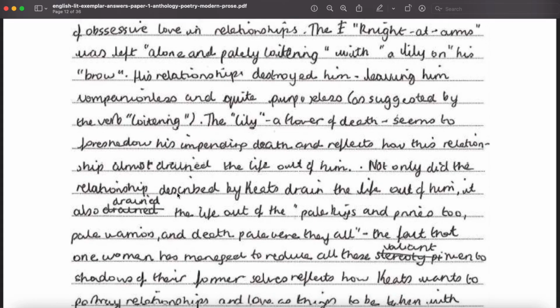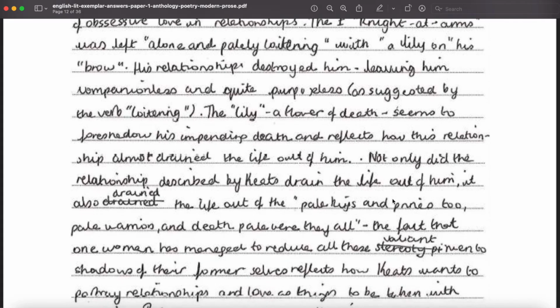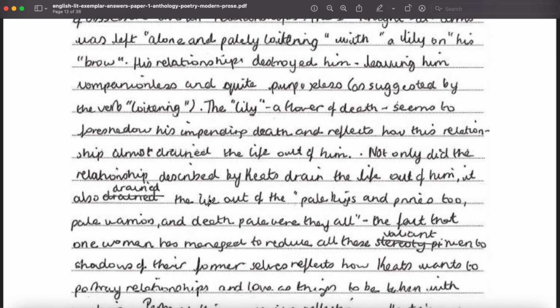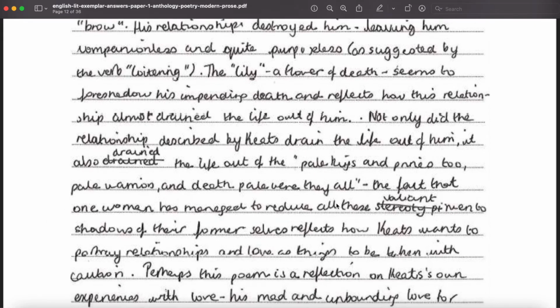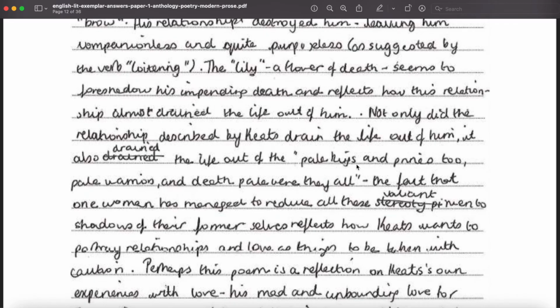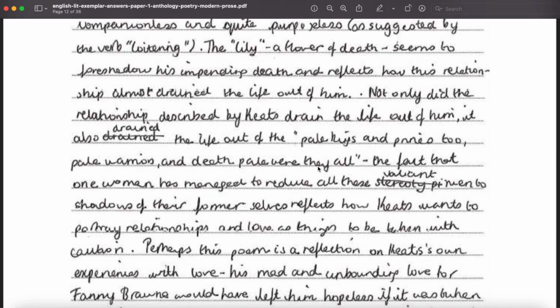Not only did the relationship described by Keats drain the life out of him, out of the knight, it also drained the life out of the pale kings and princes too. Pale, the handwriting is a bit hard to read. And death, pale were they all. Okay, so this is a quotation from the poem, and it's suggesting that the relationship is so dangerous and perilous and destructive that not only was the knight drained or almost about to die, but also the kings and princes.